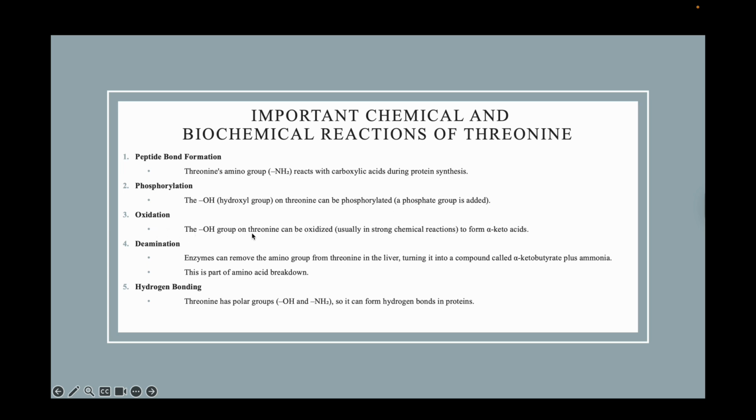Oxidation: the alcohol group on threonine can be oxidized, usually in strong chemical reactions, to form an alpha keto acid. Deamination: enzymes can remove the amino group from threonine in the liver, turning it into a compound called alpha keto butyrate plus ammonia. This is part of amino acid breakdown. Hydrogen bonding: threonine has polar groups, alcohol and amine, so it can form hydrogen bonds in proteins.